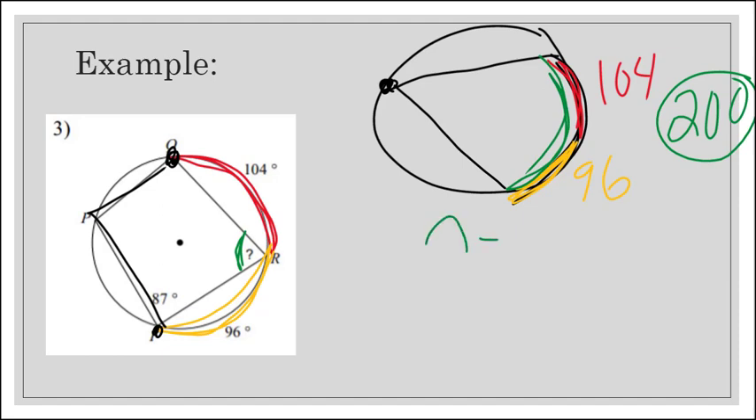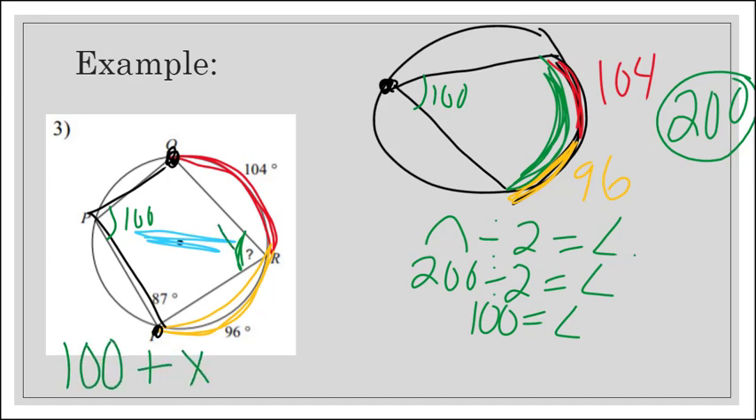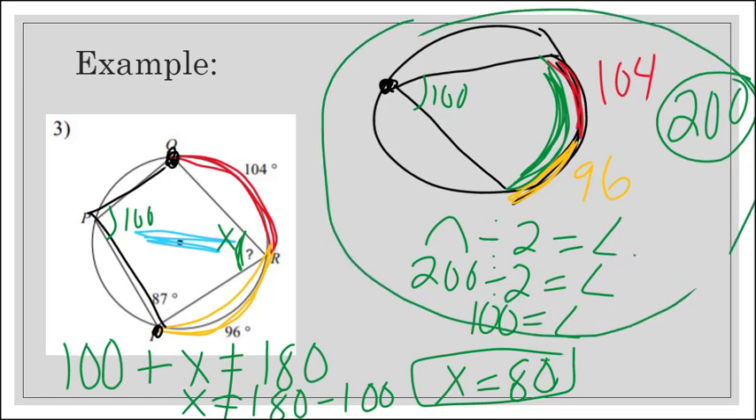Now the formula is arc divided by 2 equals angle. So 200, the arc, divided by 2 equals the angle. 200 divided by 2 is 100. So this angle is 100, or this angle is 100. It is the same. Now you need to use the rule that opposite angles equal 180. So 100 plus x equals 180. So x equals 80. For this problem, the difficult part is this. And that is the end of the video.